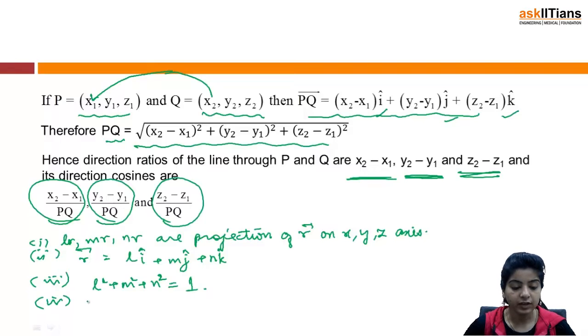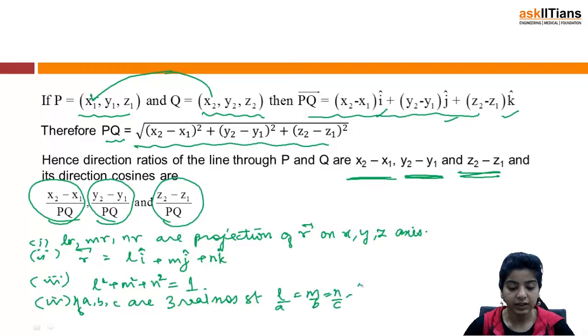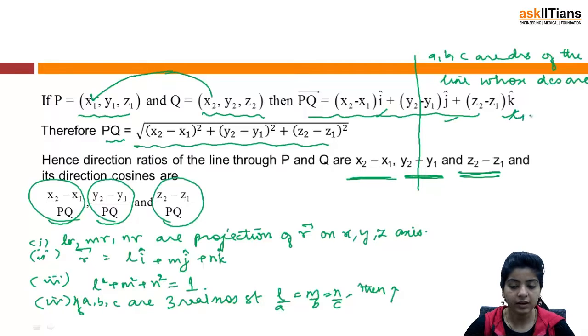And then, if a, b, c are three real numbers such that l by a is m by b is n by c, then a, b, c are DRs, direction ratios of the line whose DCs are l, m, n. All these follow from the properties of direction ratios and direction cosines, that l square plus m square plus n square is 1 in case of direction cosines.